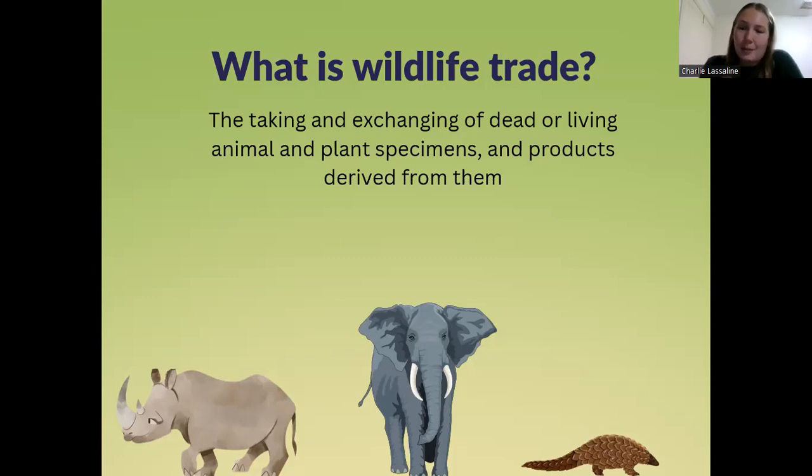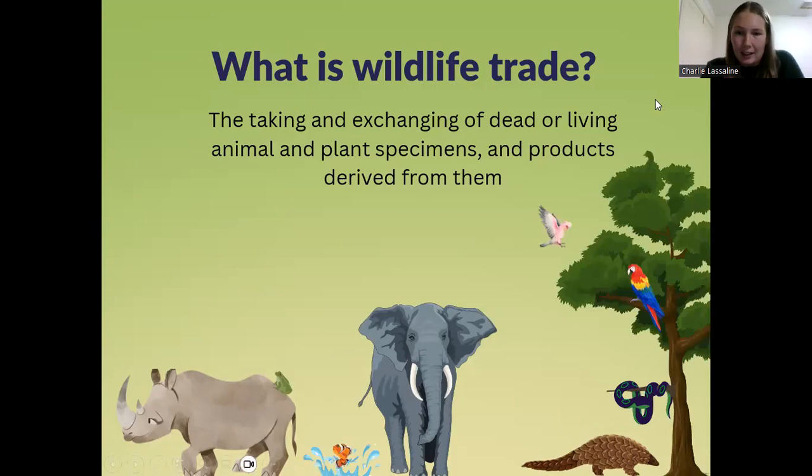So when most people think about wildlife trade, they might think of the rhino here for its horn, elephants for their ivory, or maybe even this little guy, the pangolin. However, it involves a huge range of plants and animals that a lot of people are unaware of, and this includes birds, a huge range of plants, reptiles, fish, and amphibians.